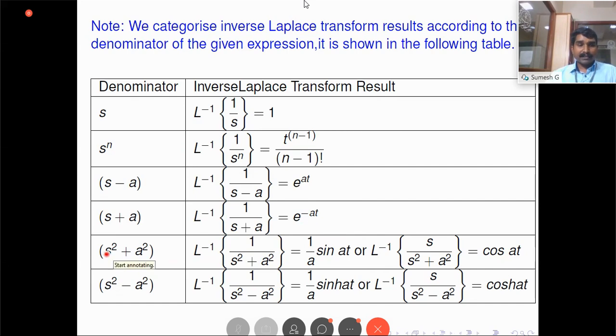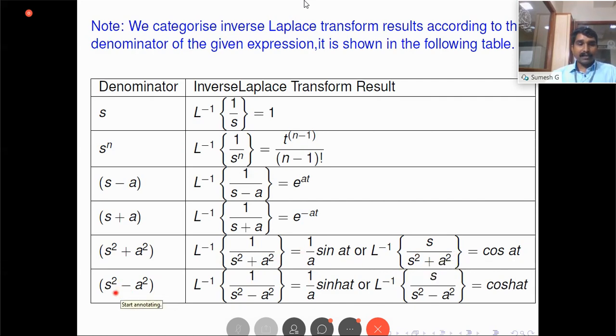If the denominator is s square plus a square, then there are two possibilities according to the numerator of the function. The numerator may be 1 or s. If the numerator is 1, then we have to use the result: inverse of 1 by s square plus a square is 1 by a sin a t. Already we discussed this in the last slide. Or we use L inverse of s by s square plus a square equal to cos a t. So if the denominator of the expression is s square plus a square, we have to use any one of these two equations.